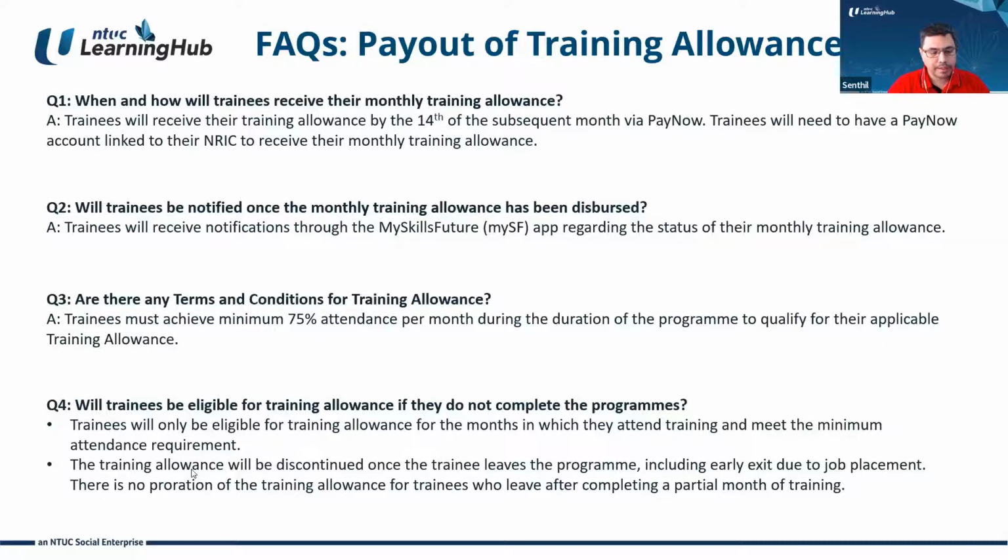The next point: the training allowance will be discontinued once the trainee leaves the program, including early exit due to job placement. There is no proration of training allowance for trainees who leave after completing a partial month of training. This is again a program policy. I can give an example. Let's say your program is starting in January, and you are exiting the program by, say, April. Because you are exiting in April, there will not be any payouts from the month of May onwards, because the payout for May is based on your attendance for April. So that's what the policy states.